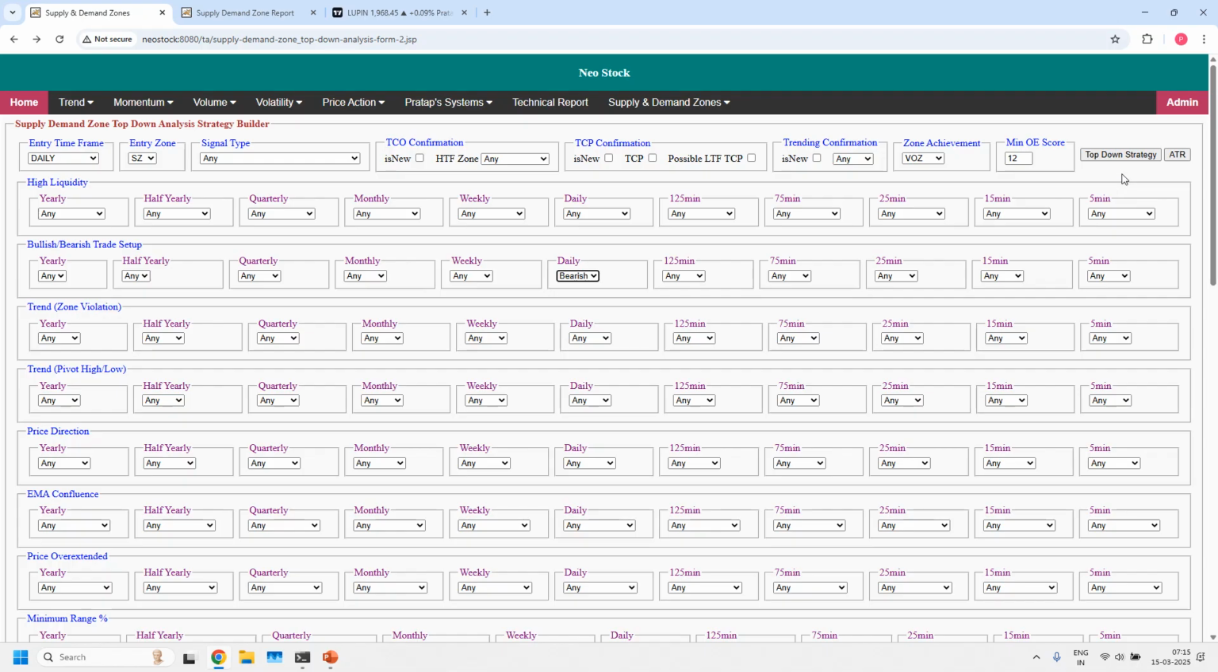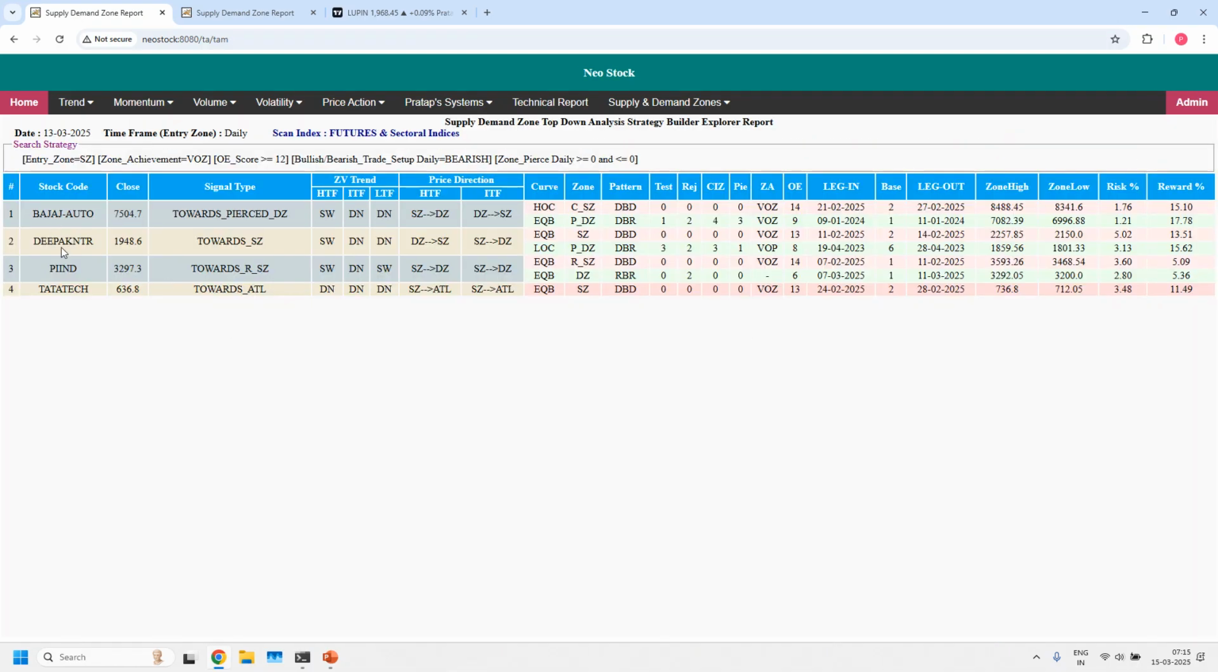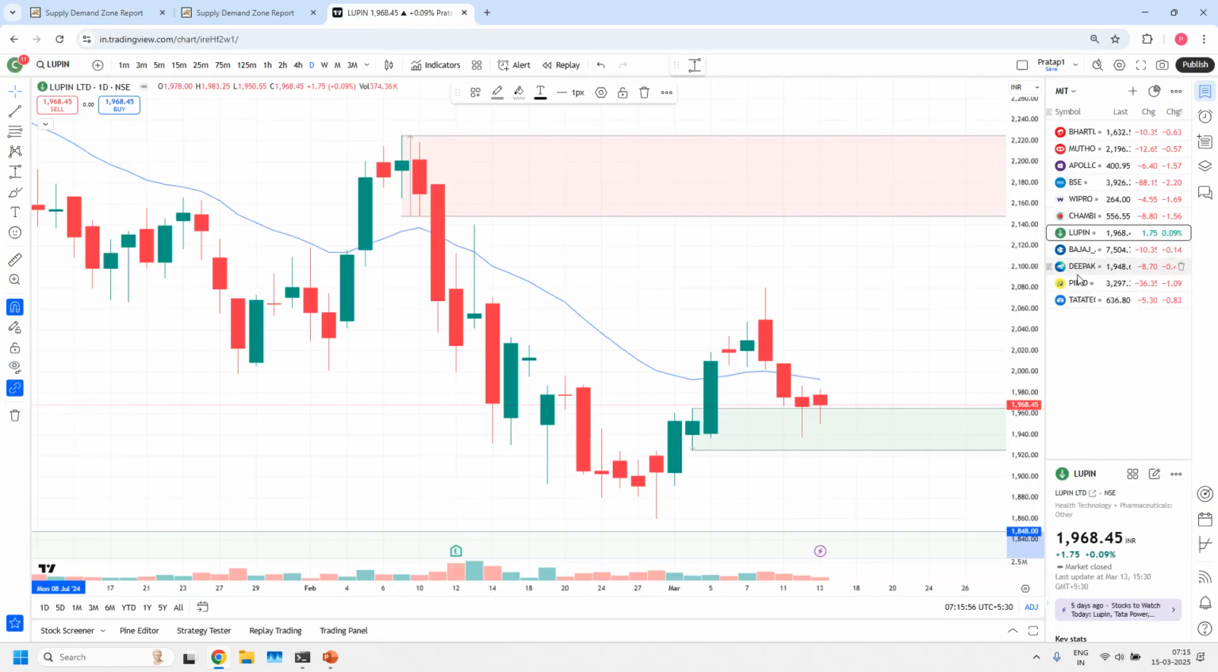How many stocks should we get? 4 stocks. So we got all the 4 stocks: Bajaj, Deepak Nitrate, PI Industries and Tech. Okay, this is without any zone confluence, and we already drew all these zones in our charts. These 4 stocks are for bearish trade setup.